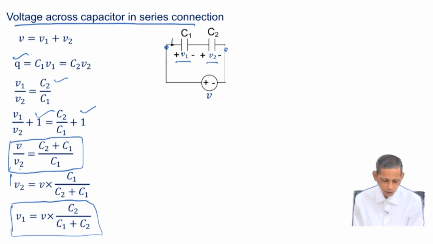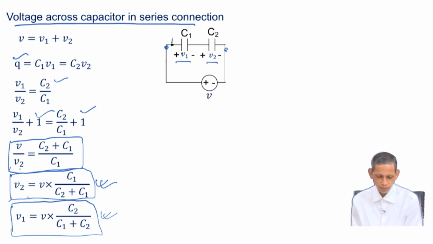So, what we see here is the relation for V2 and V1. V2 equals V into C1 upon C1 plus C2. So, the voltage V2 depends upon C1, and the voltage V1 depends upon C2, upon C1 plus C2. So, the voltage division becomes like this. This is not the same way as we have seen for the resistance.